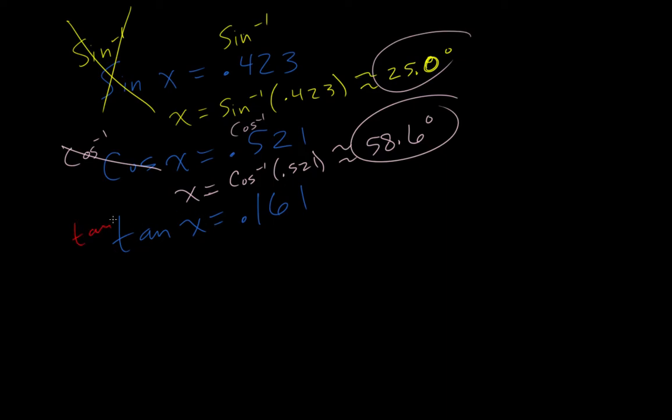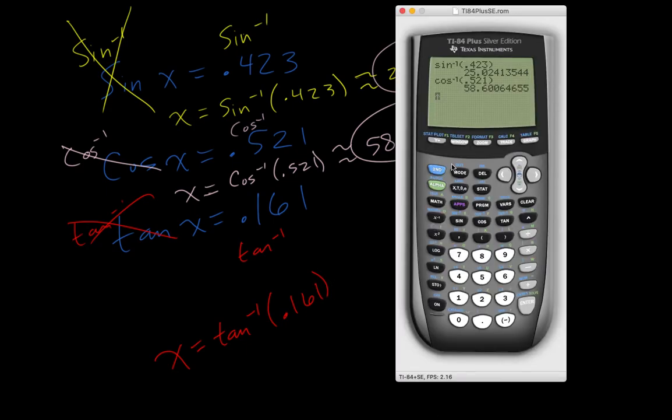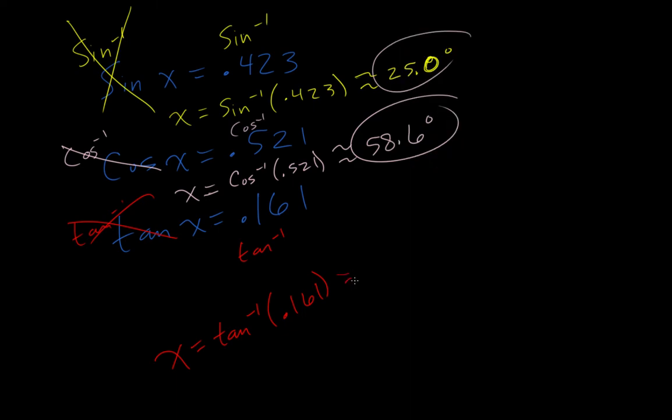Tangent, we're going to use inverse tangent to get rid of it algebraically. Those cancel, so we're left with x is equal to the inverse tangent of 0.161. Go to our calculator, second tangent, notice the -1, 0.161. We end up with 9.15 if we round that.